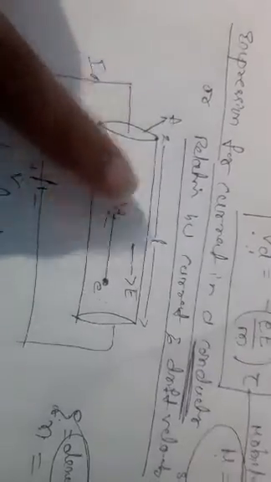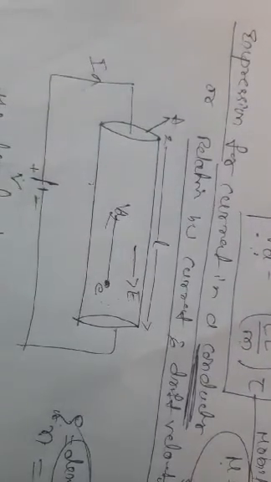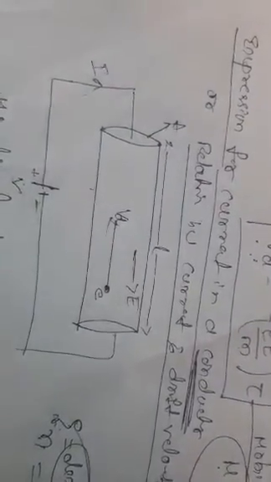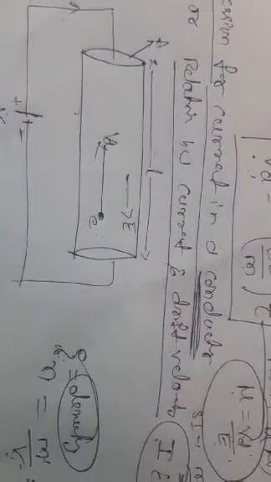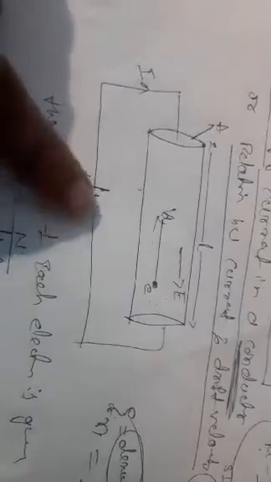This diagram also shows the current flowing through the conductor. It also depends on Ohm's law. That means the potential difference, V, is directly proportional to the current. That is the statement of Ohm's law. First, the statement. What is the statement?